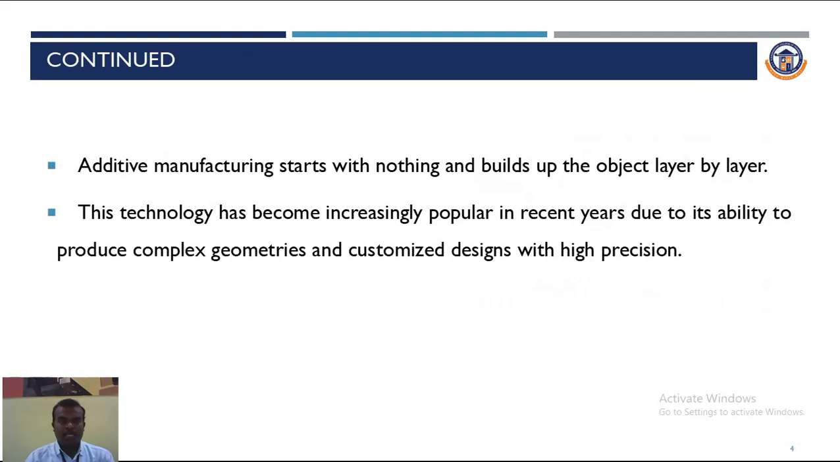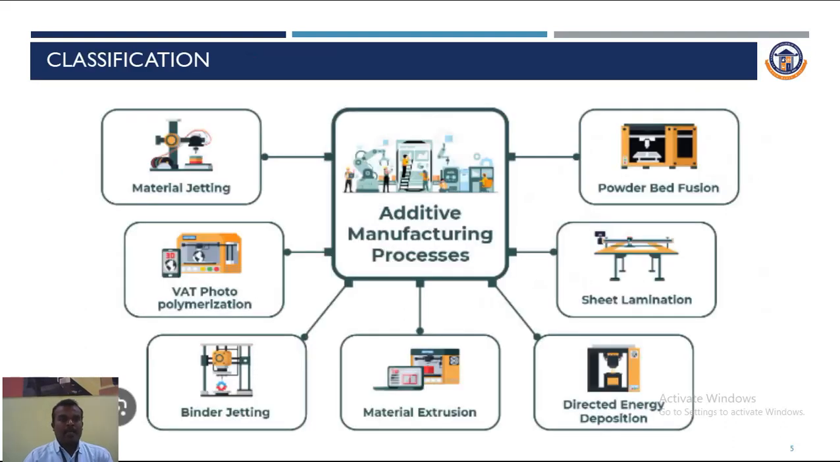The technology was developed in the 1980s, and now it keeps being updated. Additive manufacturing can be classified based on the raw material, which may be in solid, liquid, or powder form. Based on that, the processes are classified into vat photopolymerization, material jetting, binder jetting, material extrusion, directed energy deposition, sheet lamination, and powder bed fusion technology.